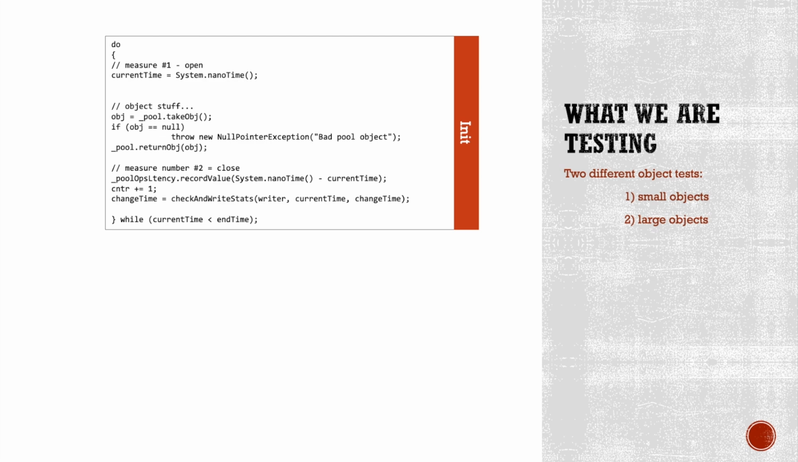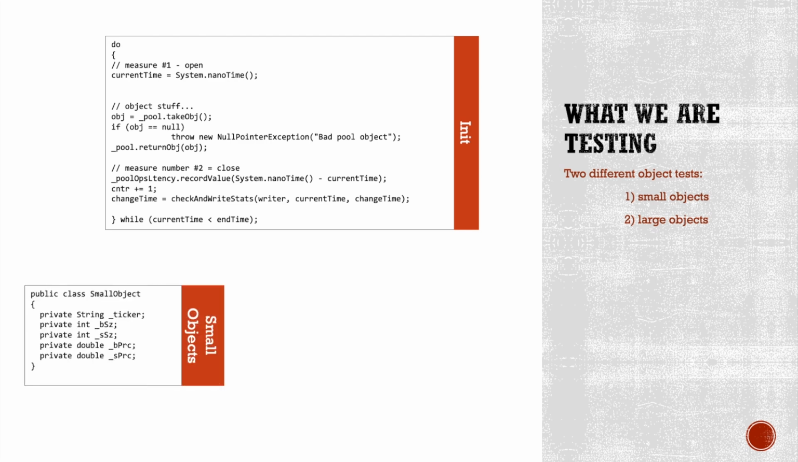Another really good question that people ask when they start talking about object pools is, does it make a difference if you're allocating large objects or small objects? Well, we might as well test that as well. So what does a small object look like? It looks something about like this. It's got 1 string, 2 ints, and 2 doubles.